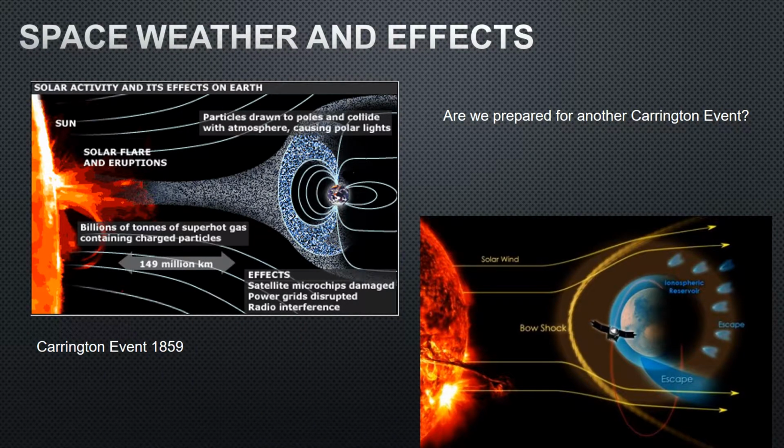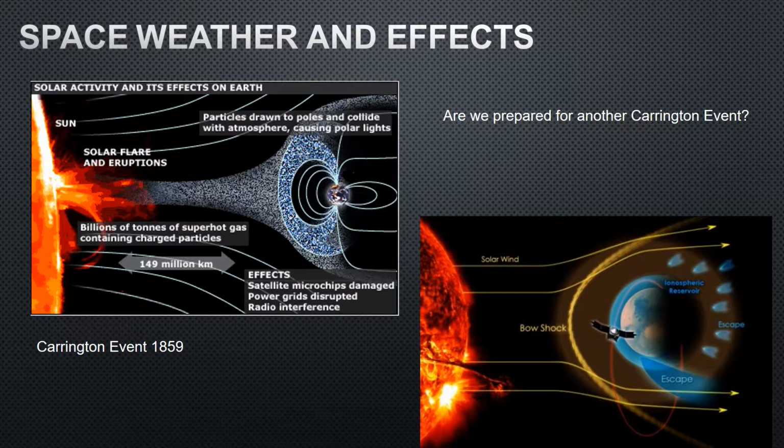So now we're going to discuss some of the vulnerabilities of our satellite systems. The first one being space and weather effects. As you can see, the sun causes solar flares, or bursts of energy, which charge towards the Earth with particles and are drawn to the poles and collide with the atmosphere, and it causes polar lights.